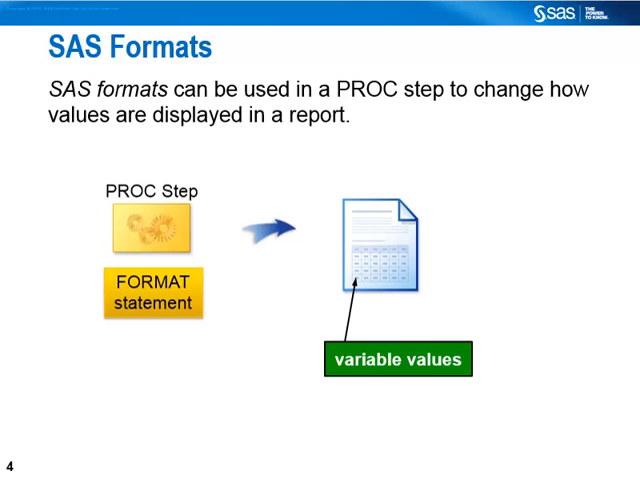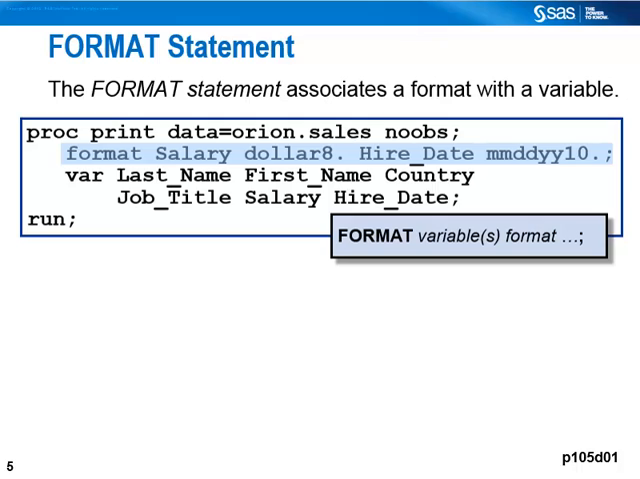SAS format. What is it? A SAS format can be used in a proc step to change how the values are displayed in a report. So we use the format statement in a proc step to get these formats applied to our reports. The format statement associates a format with a variable. The syntax is format, variables, format. Variables are the names of any variables that we want to give, and if we want to apply any format, then that is a mandatory syntax.